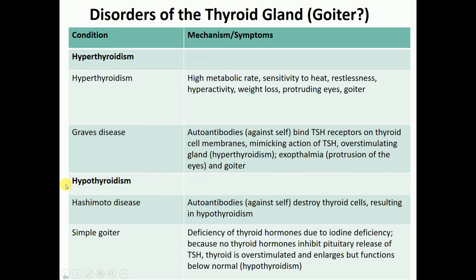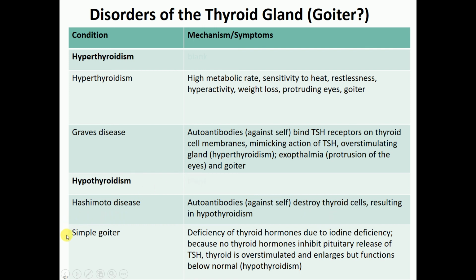Now in hypothyroidism, again, they could have a goiter, meaning the gland could be enlarged, but function-wise, there is hypofunction. We'll talk about the autoimmune cause, which is the most common cause of hypothyroidism, known as Hashimoto's thyroiditis. Again, it's an autoimmune disease where we've got autoantibodies that destroy the thyroid cells.